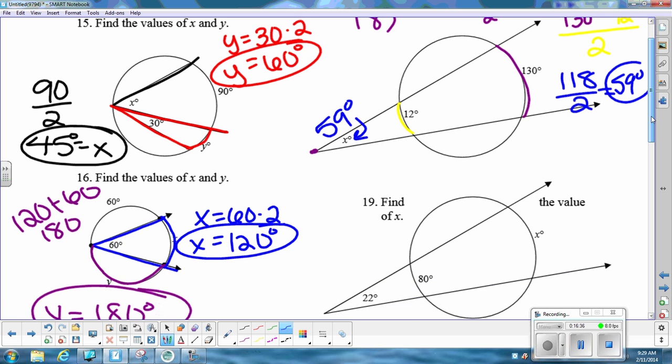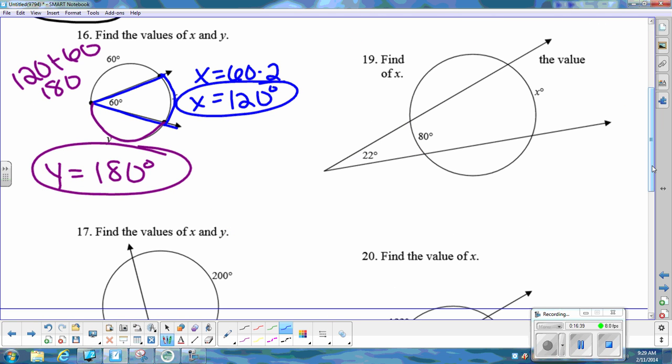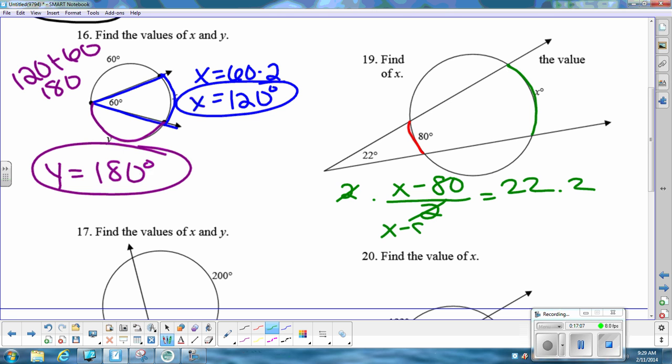Number 19. It's the same type of problem, but this time we're missing one of the arcs. Here's our big arc, so we're going to do x minus, here's our little arc. Divide that by 2. I'm going to rewrite this. x minus 80 divided by 2 has to equal 22 degrees. We need to get the x by itself, so multiply both sides by 2 first. Cancels out. x minus 80 equals 44. Add the 80. So x equals 124 degrees.